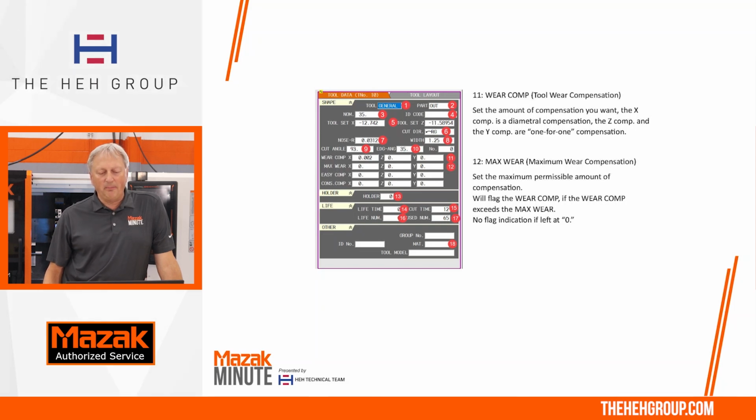Number 11 is going to be your wear comps. There you can compensate the x-axis. The x-axis will be a diametral compensation. The z-axis and the y-axis are 1 for 1. And number 12 is a max wear. Sometimes people like to put a value in there so that in case an operator types in a number that's too large, the control would flag it and not continue on the machining.